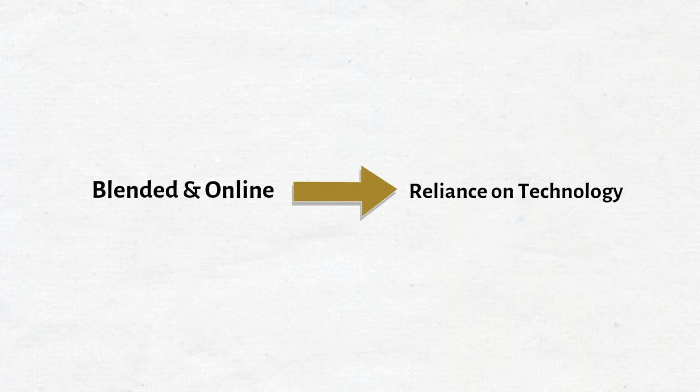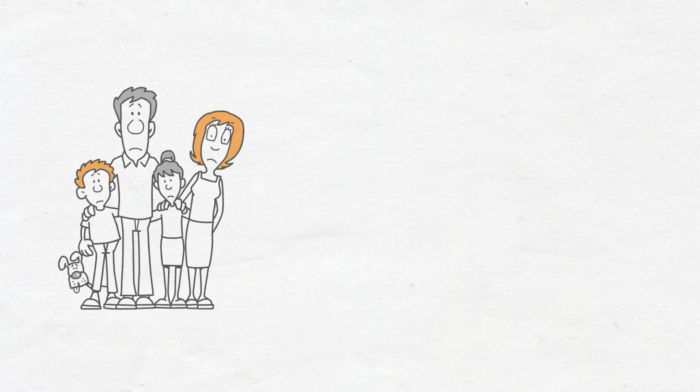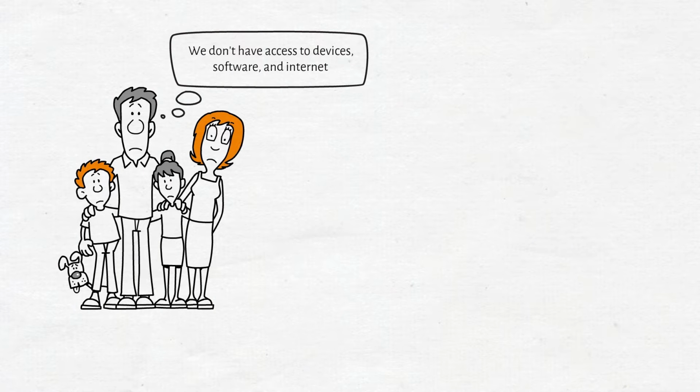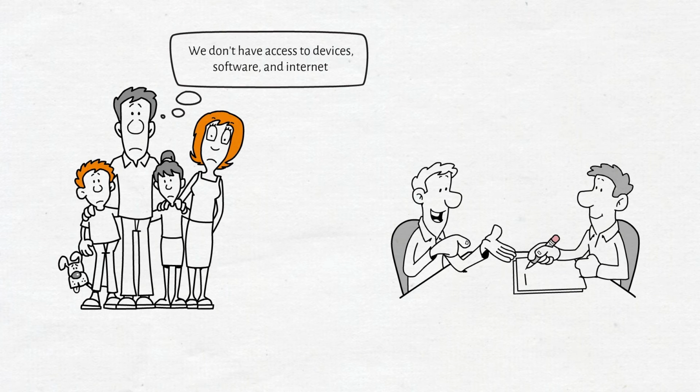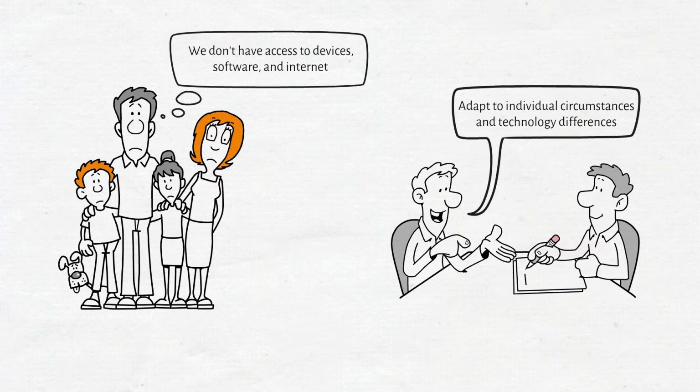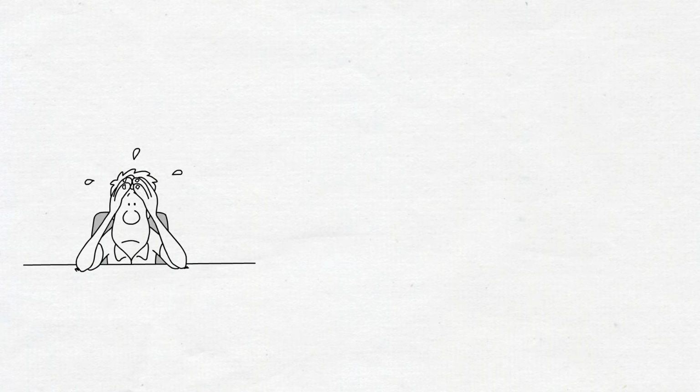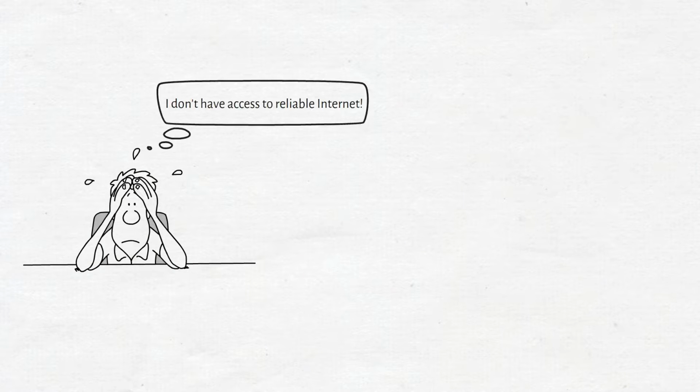In blended and online learning, teachers and students heavily rely on technology. However, not all families have equal access to necessary devices, software, and internet connectivity. It is important to be aware of each student's individual circumstances and accommodate for differing levels of technology resources. One of the most significant barriers to equitable technology resources is access to strong and reliable internet.